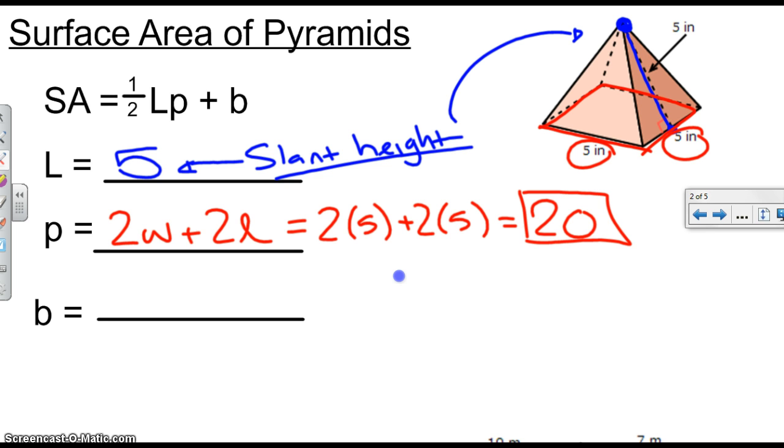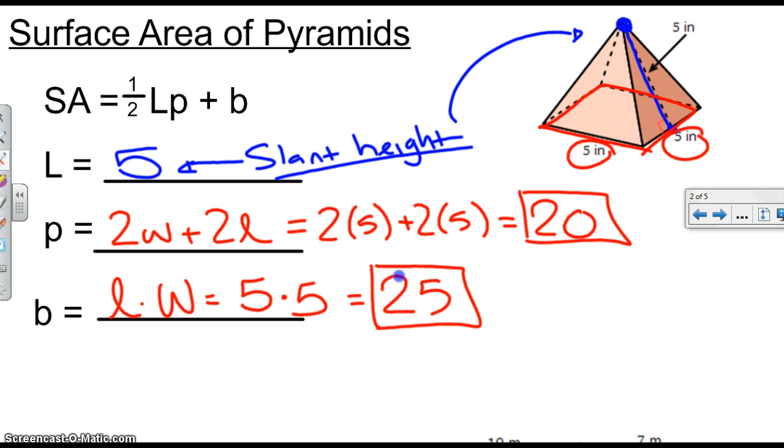And now B is the area of the base. Very important. In this case, we know it's a square, so it's length times width, right? That's our formula. We already knew our L and W from before, 5 times 5, which will give us 25. So P and B should look the same. It's really just L that's new.